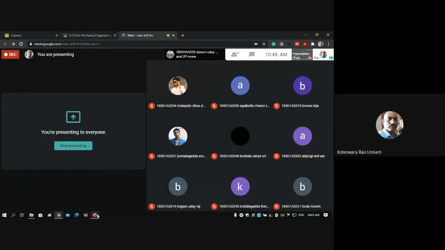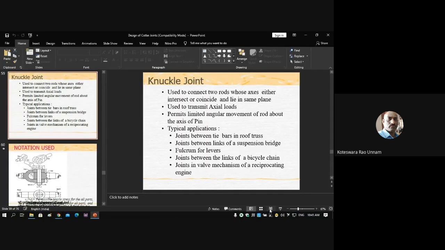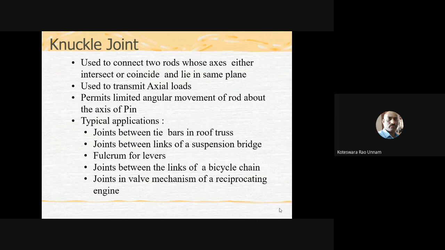Okay, I think you might have seen that knuckle joint. That video clearly showed what a knuckle joint is, in what applications it is used, what the various parts of the knuckle joint are, and also how they are assembled. Everything was shown in that video. Again, here we'll recall them.